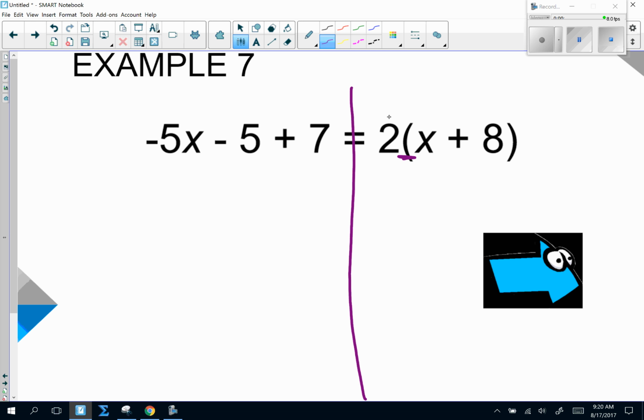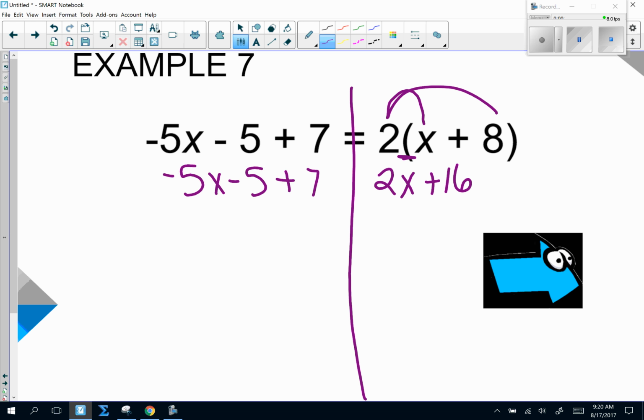So I'm going to draw a rainbow. So I remember whatever, draw a rainbow so that I know I have to multiply the beginning and end of each rainbow. So I have 2 times x is 2x, and then 2 times 8 is positive 16. And I'm going to bring all the rest down. Okay, so I did my distributive property, so I'm done with that part.